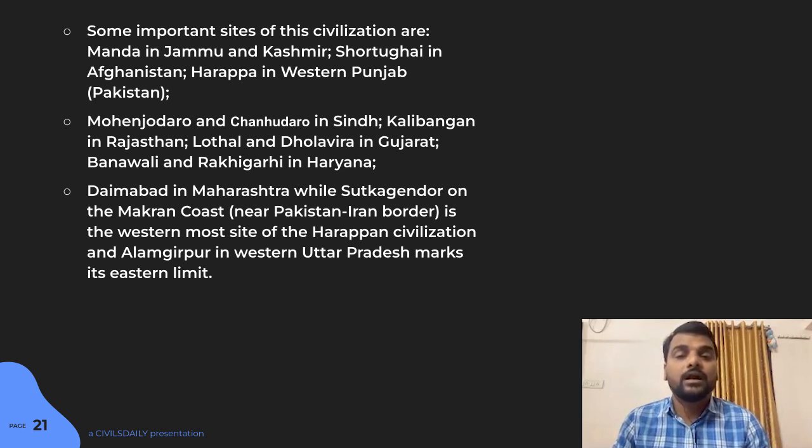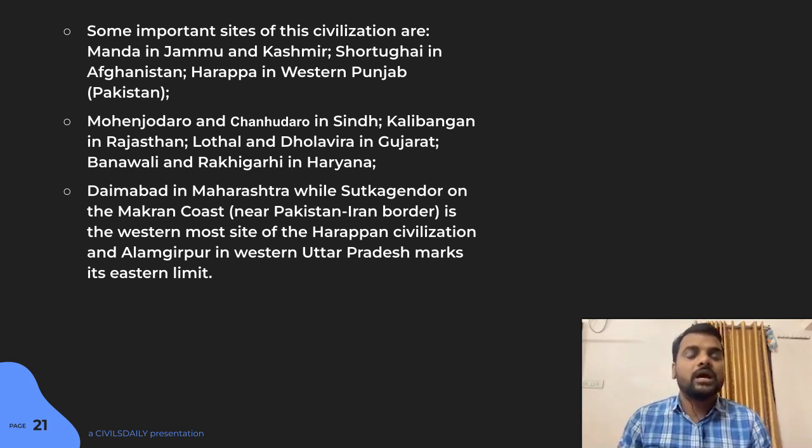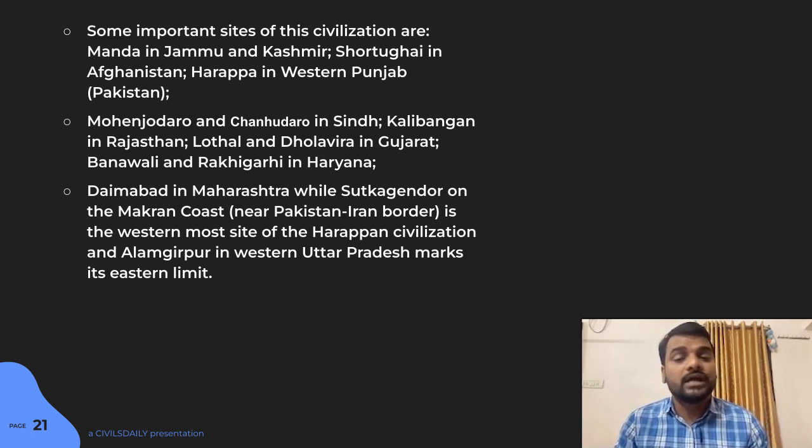Shortugai in Afghanistan, Harappa, Mohenjo-daro, Chanhudaro. Now recently Rakhigarhi is becoming very important because that pushed the age of the civilization back by 2000 more years. Then in the southern portion, Daimabad. So it is spread up to Maharashtra and north up to Afghanistan. So it's a very big area to cover with a multiplicity of facts. So that becomes very important. Every year, 2 questions you can expect from this.